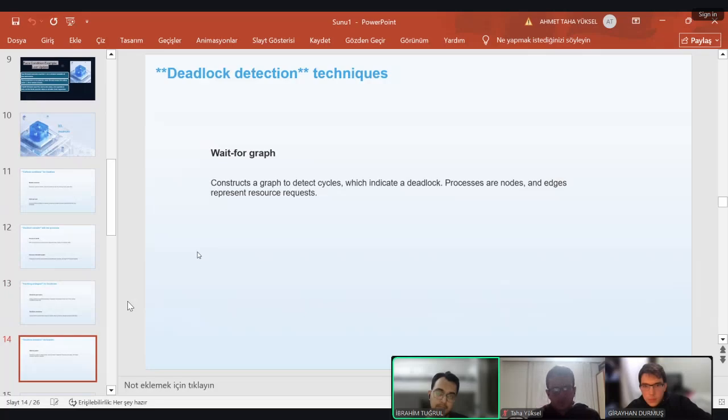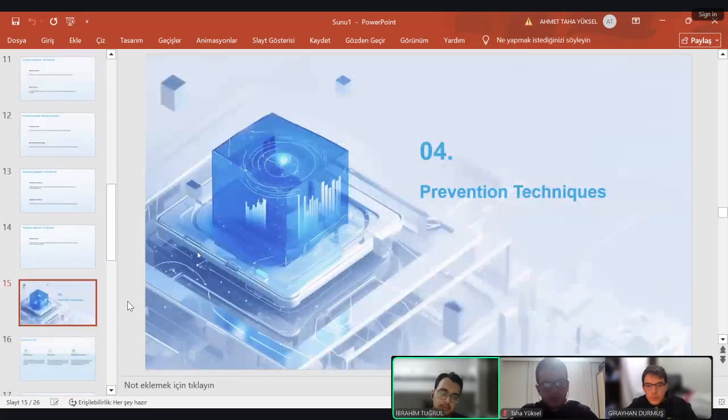And we have deadlock detection techniques. The wait-for graph technique constructs a graph to detect cycles, which indicate a deadlock. Processes are nodes and edges represent resource requests. And we have prevention techniques.